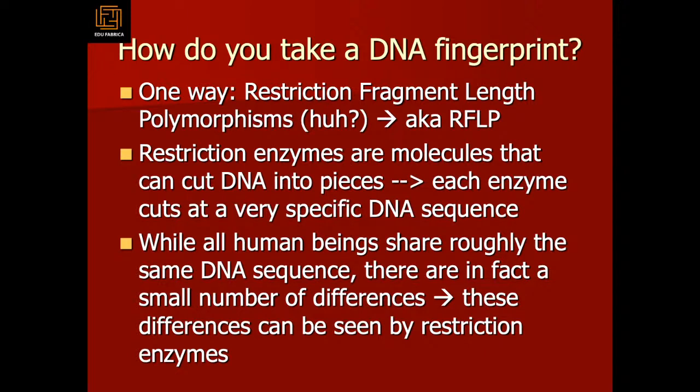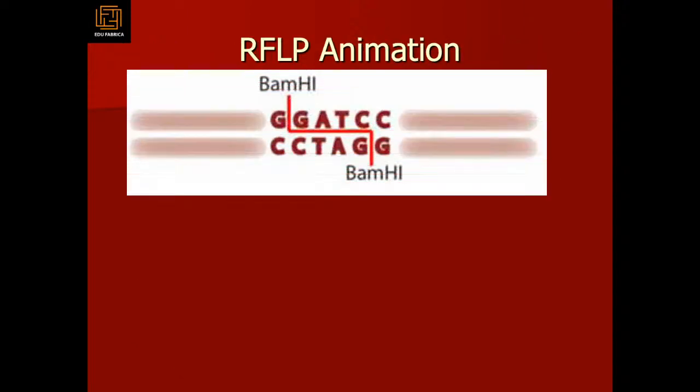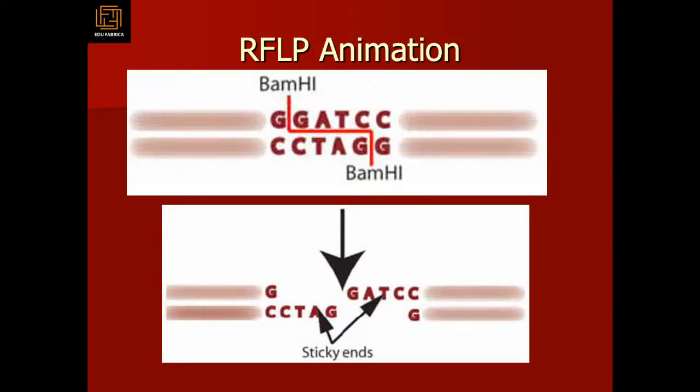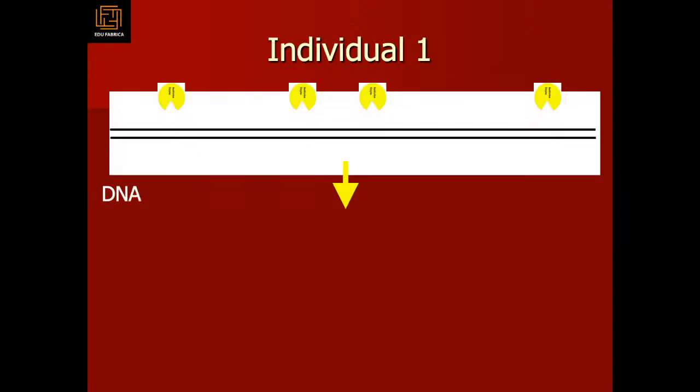In the same way, we cut our DNA into pieces, and each enzyme cuts a specific DNA part, and then we get a small number of fragments, and because of these fragments, all human beings have a different DNA fingerprint, and based on that we can detect things. So let's say we have this DNA, and this is our restriction enzyme, BamHI. It started to cut it. Then you have sticky ends.